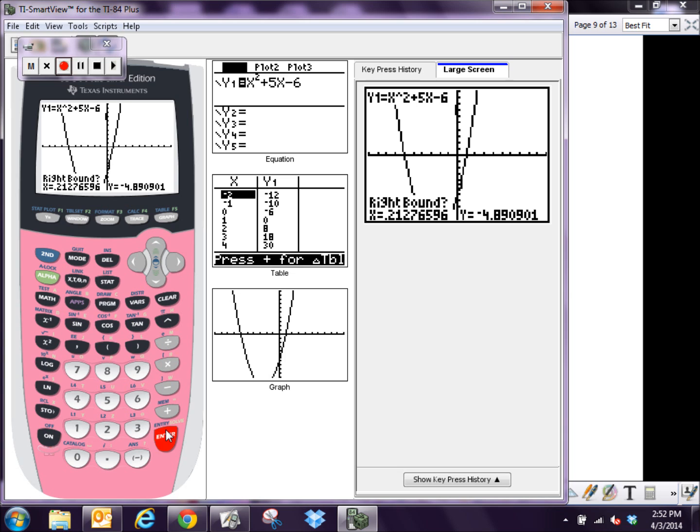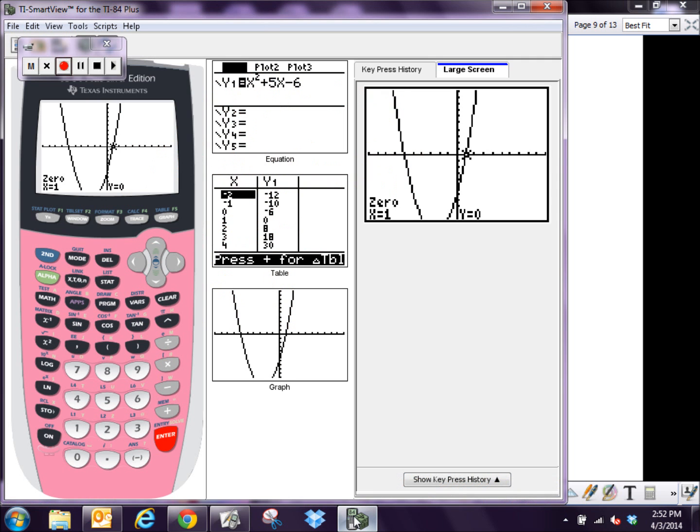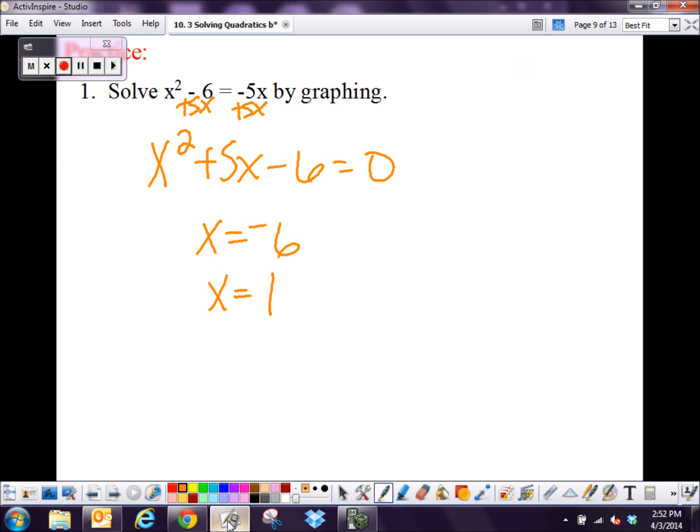So enter there. Then we do the right bound. And I enter there. And I enter one more time. And it gives me that my 0 is 1. Okay, so my two solutions here, since it crosses twice, are -6 and 1.